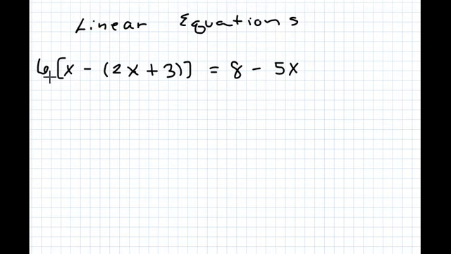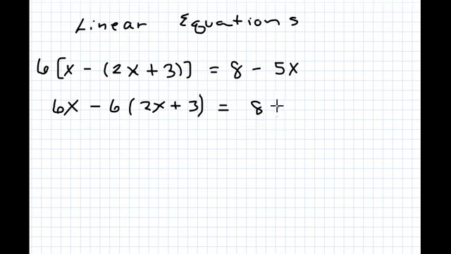So what I'm going to do here is distribute this 6 across first, and so we end up with 6x minus, and we're going to have a 6 here, so we have 2x plus 3. And now that I've distributed the 6 across, we can drop these brackets, except we want to close this in here. So we have 8 minus 5x.